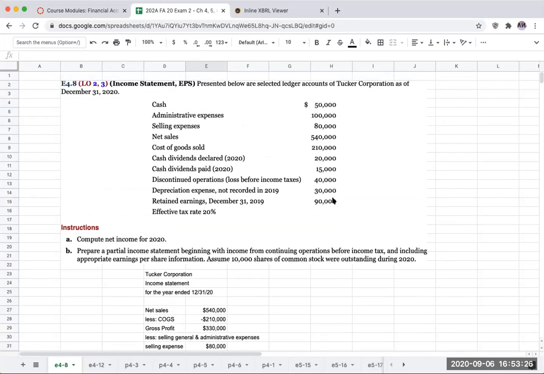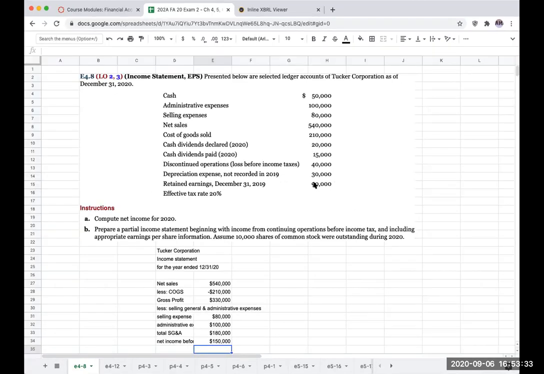So a couple things right here. Retained earnings really doesn't have anything to do with us, right? This was from a prior period, or as of the very beginning. The depreciation expense not recorded in 2019 belongs to 2019 and does not belong to 2020. That's an error. If we were showing our financial statements, we would more than likely be doing a prior period adjustment to the beginning retained earnings balance, but that's not the case here.